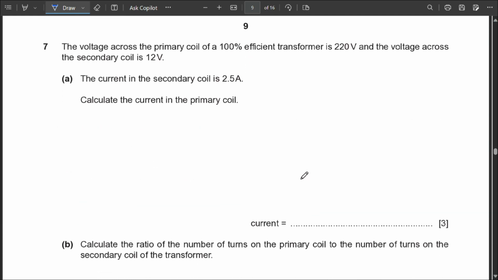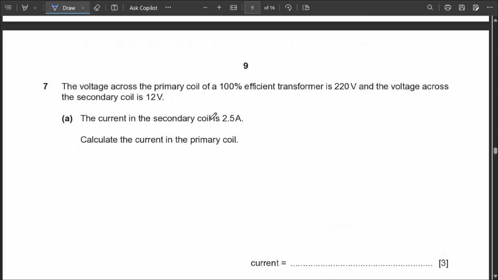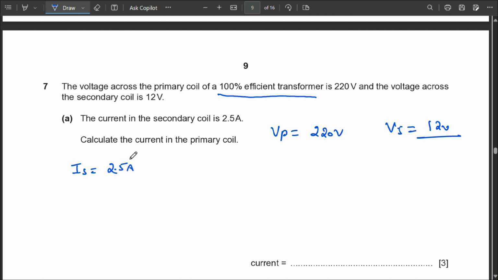Question 7. The voltage across a primary coil of a 100% efficient transformer, this is VP they have given, is 220 volts. And the voltage across the secondary coil VS is 12 volt. The current in the secondary coil IS is 2.5 ampere they have given. Calculate the current in the primary coil IP. We have learned the formula in the transformer, that is VP into IP equals VS into IS.